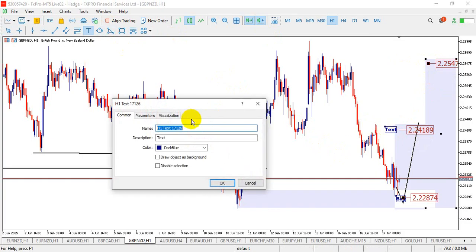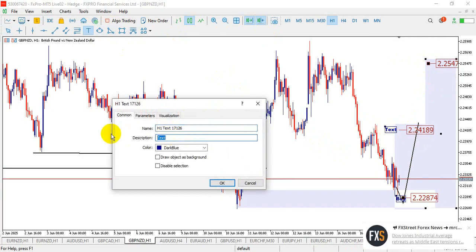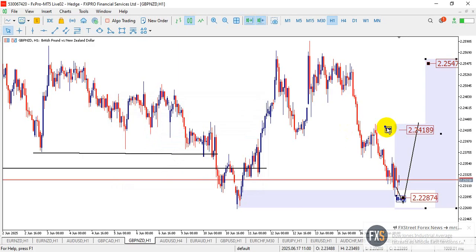So let's put it TP1, TP2. TP1, looking at this zone, that should be TP1, then lastly TP2 somewhere.